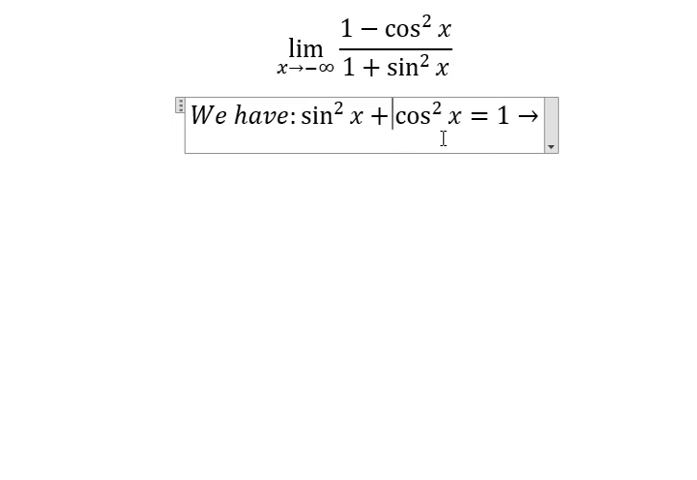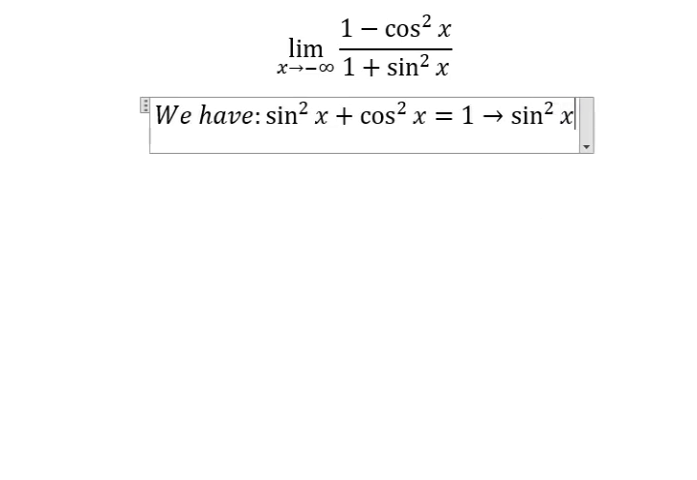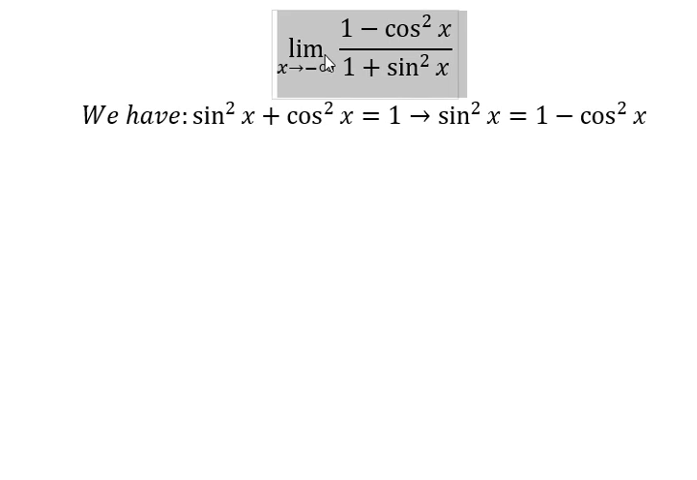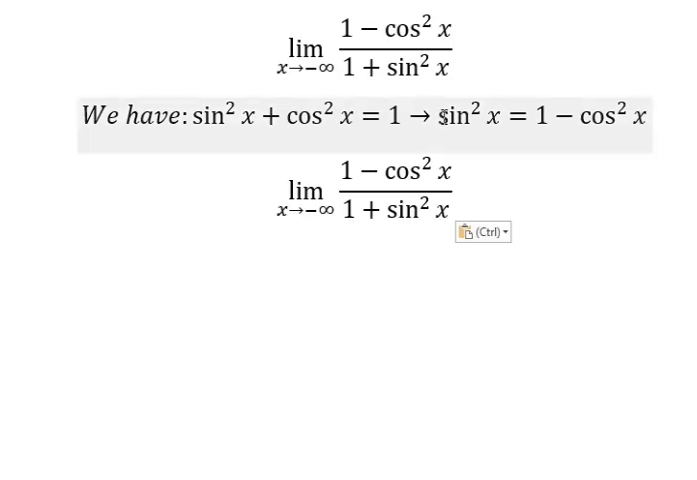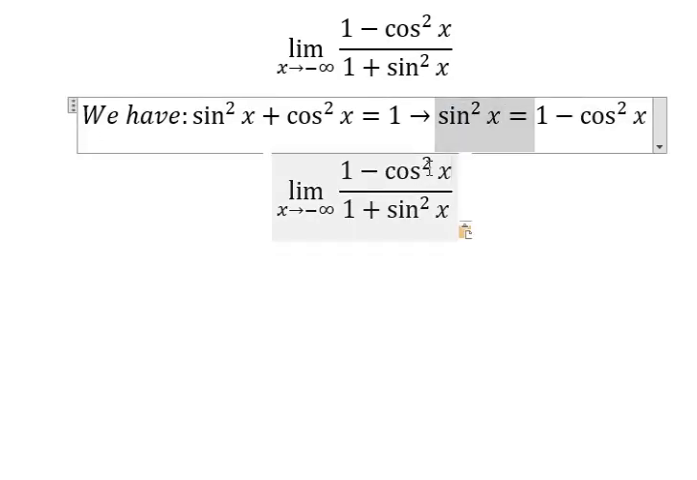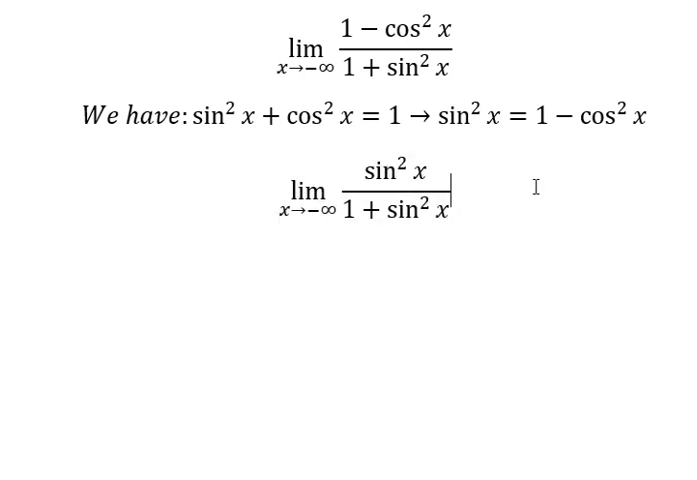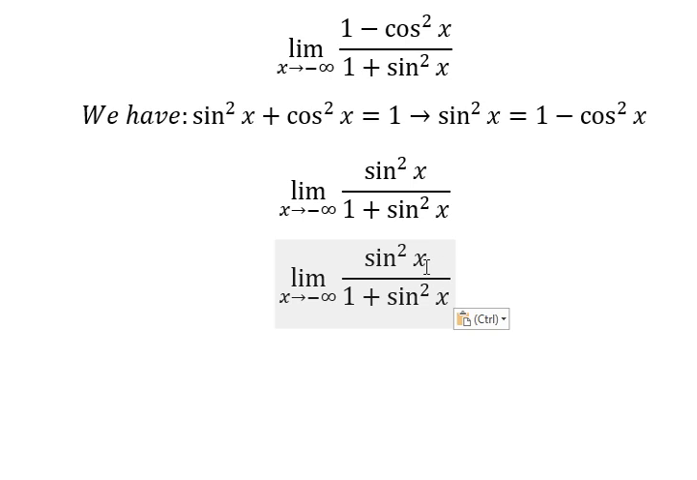So I will put cosine x squared to the right, and we have sine x squared equals 1 minus cosine x squared. So this one we change for this one. Next, we divide by sine x squared on numerator and denominator. So we have like this.